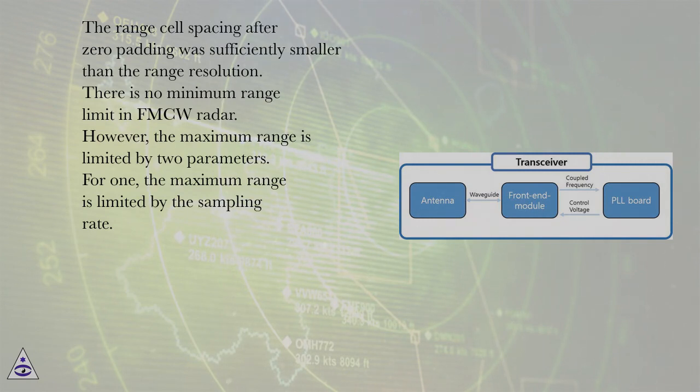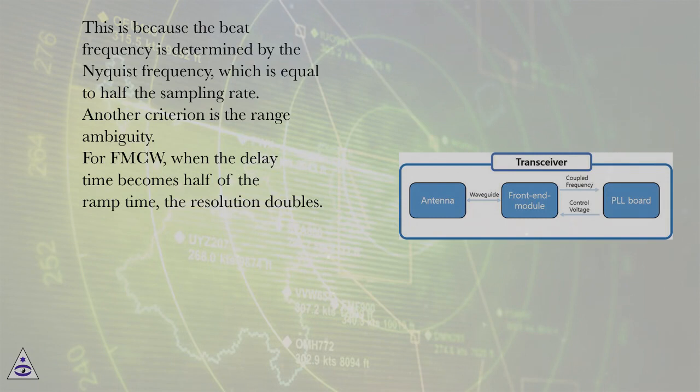There is no minimum range limit in FMCW radar. However, the maximum range is limited by two parameters. For one, the maximum range is limited by the sampling rate. This is because the beat frequency is determined by the Nyquist frequency, which is equal to half the sampling rate. Another criterion is the range ambiguity. For FMCW, when the delay time becomes half of the ramp time, the resolution doubles.